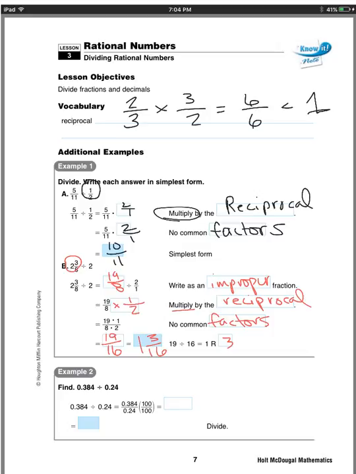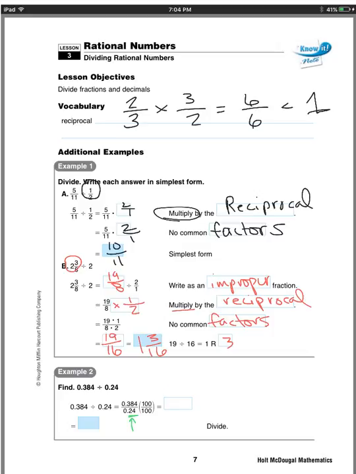Okay. Next problem we have here is 0.384 divided by 0.24. So, if you notice, they put the first number in the numerator, the second number in the denominator. Perfect. Now what you're going to do is look at how many decimal places to the right the denominator has. It has 2. That means it's in the hundredths place, right? So we want to multiply the numerator and denominator by 100 because this has 2 decimal places to it.